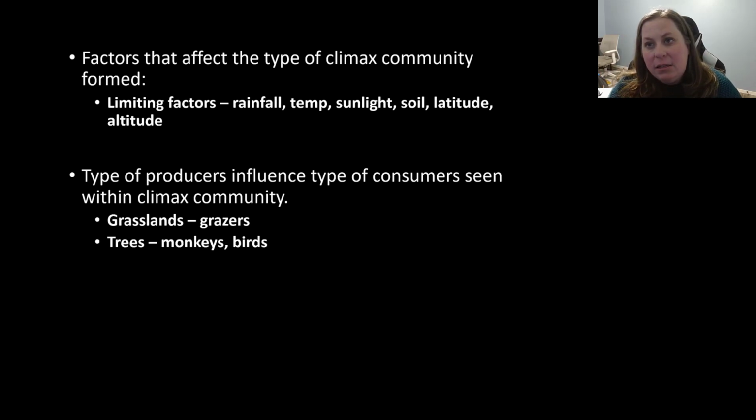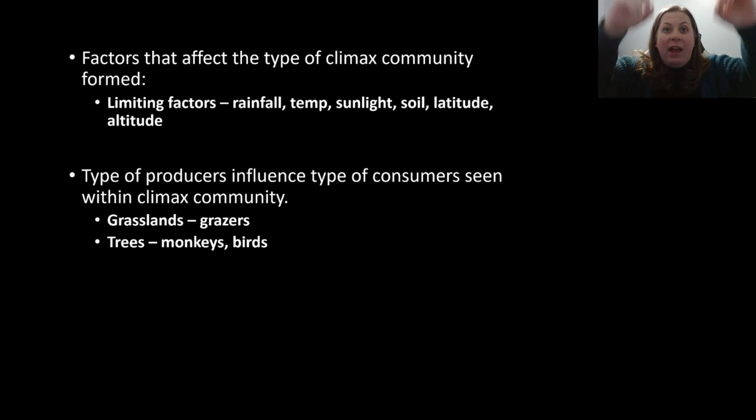All right, last but not least, what are some factors that affect the type of climax community that's formed? A climax community might be a savanna or a forest or a rainforest or a desert. What determines what it's going to be? Well, rainfall. How much rainfall is present is going to help determine if it's a desert or a rainforest. Temperatures. If it's super cold all the time, we're not going to see certain plants and animals present. Sunlight. The amount of sunlight is going to contribute. Soil type. Latitude. How far away are we from the equator? And then altitude. How high in the air are we going?